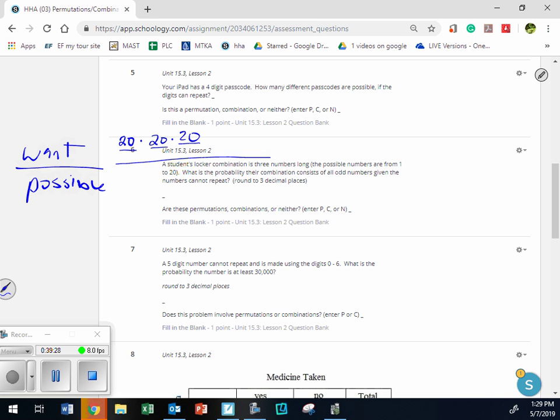All right. What's the probability? Oh, wait, these are all the possibles. That goes down here because that's all the possible combos that there are. What's the probability that their combination consists of all odd numbers? Well, then, how many odd numbers are there for the first, second, and third number? Again, this is down here. How many choices do I have if it has to be an odd number?